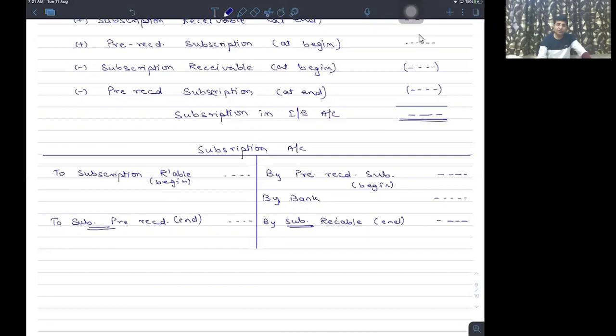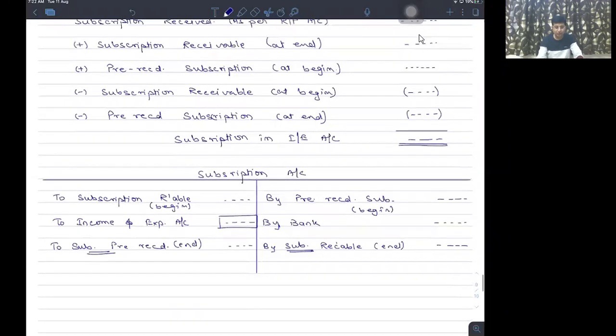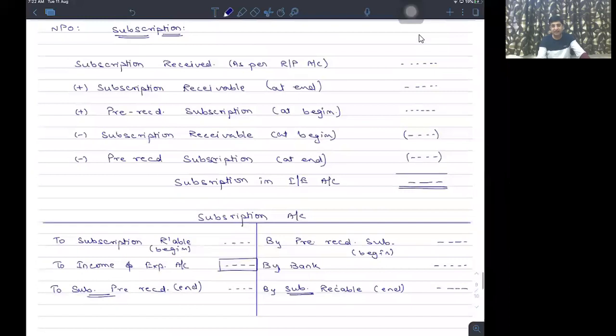And the net amount of subscription will be transferred to what? To income and expenditure account as the balancing figure. I hope you got this point right. This is how you are going to do it. This is how you must have done that in the NPO topic of your syllabus. Correct? In fact, we will stop here itself.